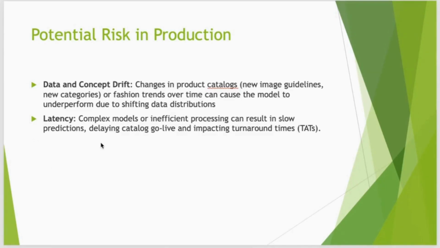One is around the data and concept drift. With change in product catalog, let's say new image guidelines come, or new categories are added, or fashion trends change over time, this can cause the model to underperform due to shifting in data distribution. Second is around latency. Gradually, when we start training our model with more and more data, the model might go fairly complex, which may result in slower prediction, which might delay our go live and impact our turnaround times.